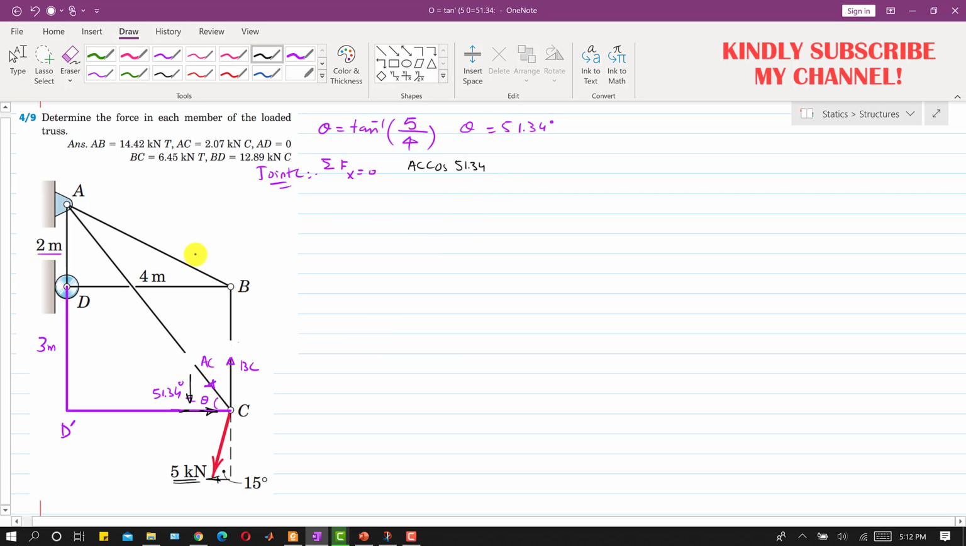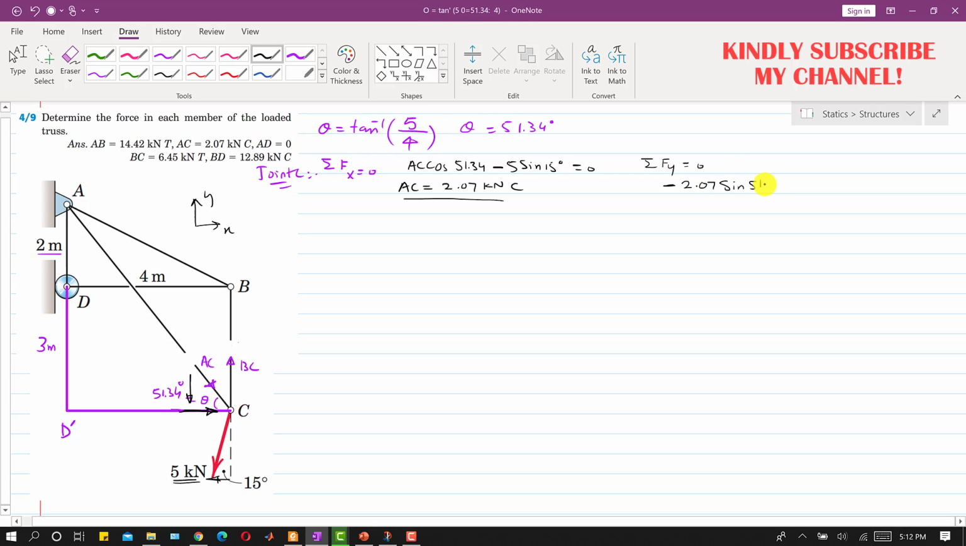And it is acting in the negative x direction, if this is my positive x and positive y direction. So this component is minus 5 sine of 15 degrees equals 0. This will give us the AC force magnitude, so this AC comes out to be 2.07 kilonewton. And since this AC force is acting towards this joint C, this means that this is the compressive force.